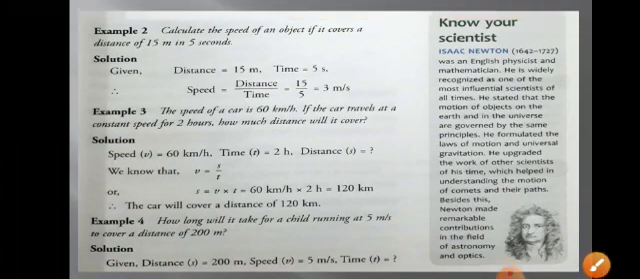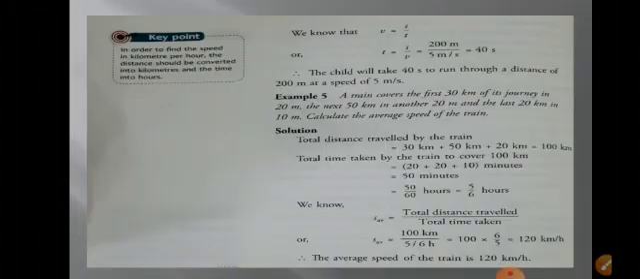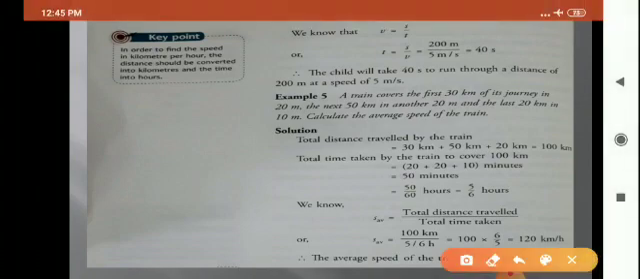now here a few numericals are given. These are very easy. I have already explained to you in the previous chapter. I am going to explain the numerical of average speed here. That is example number 5. Now here it is given, a train covers the first 30 kilometer of its journey in 20 minutes, then the next 50 kilometer in another 20 minutes, then the last 20 kilometer in 10 minutes. Calculate the average speed of the train.